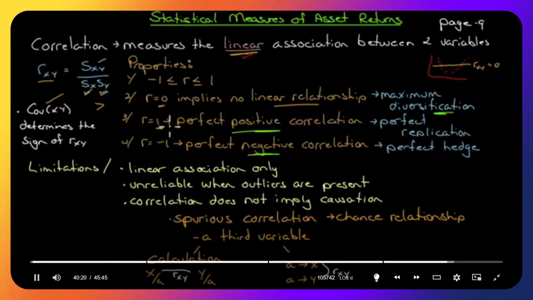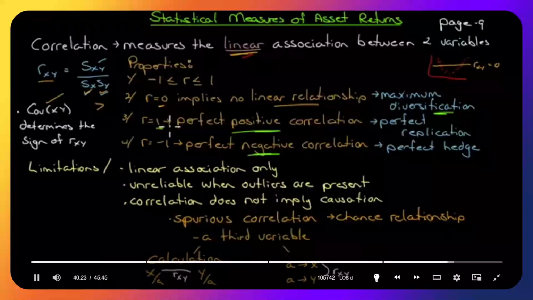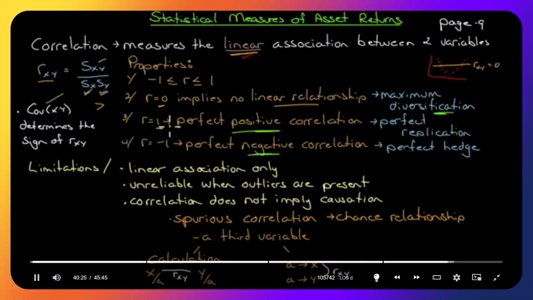The closer you get to 1 in terms of a linear association between two variables, the closer you get to perfect replication. So if we took a share of Tesla stock and we correlated it with a share of Tesla stock, we should get a correlation of 1. Why? Because they're perfect replicants of each other. A correlation close to negative 1 means we have discovered a perfect hedge.